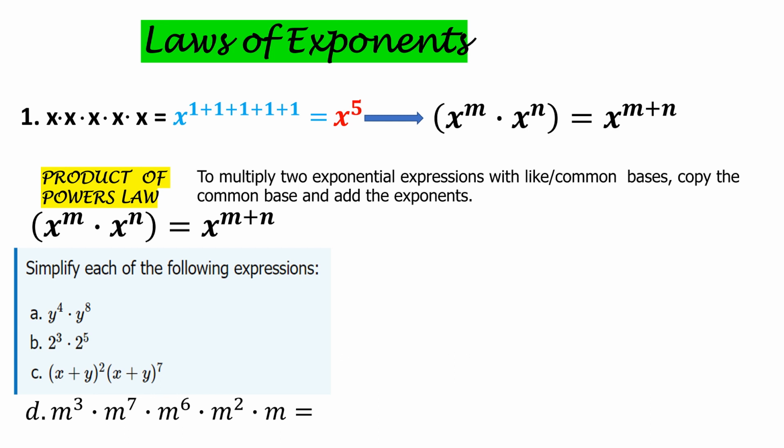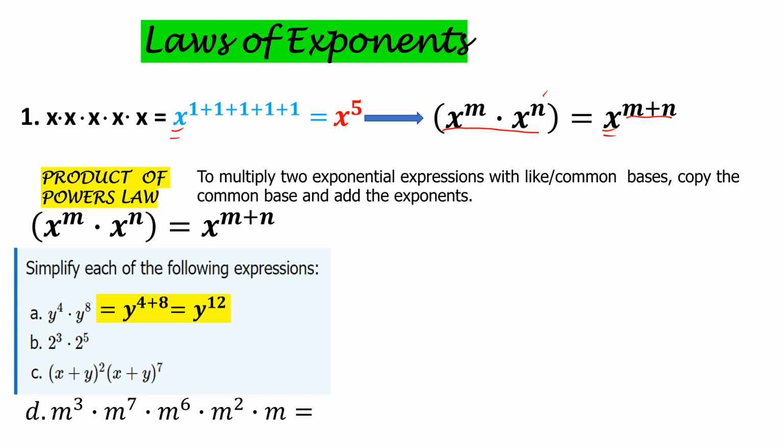To explain the first law of exponents, the so-called product of powers, we simply copy the common base, because our base is x in here, and we simply add their exponents. So the general rule says that x raised to the power of m times x to the power of n: copy the x as a common base, then we simply add their exponents. To multiply two exponential expressions with like or common bases, we just simply copy the common base and add the exponents. So let us have the different examples.